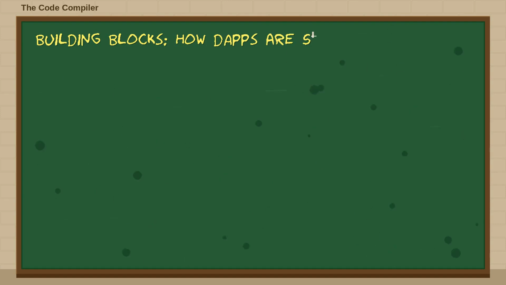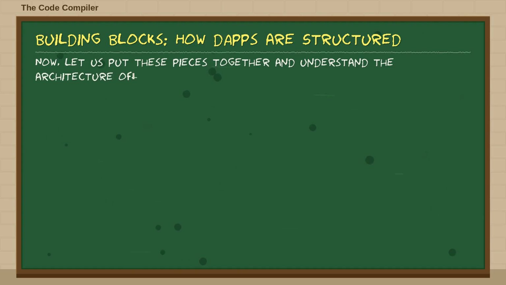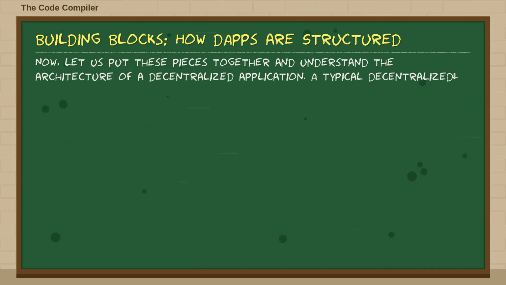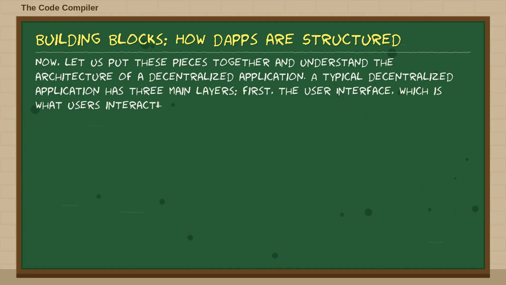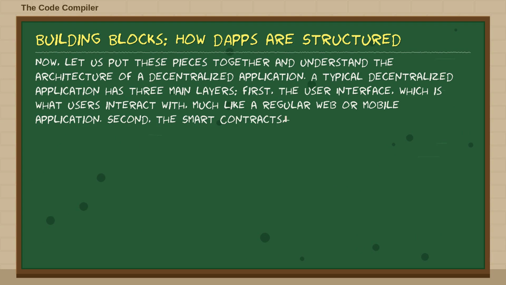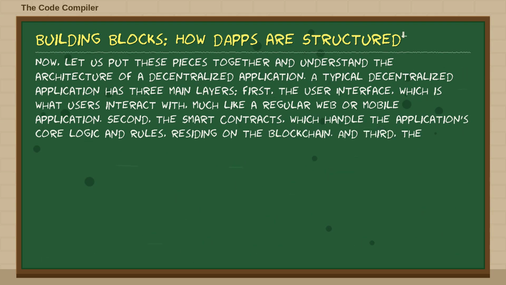Now, let us put these pieces together and understand the architecture of a decentralized application. A typical decentralized application has three main layers. First, the user interface, which is what users interact with, much like a regular web or mobile application. Second, the smart contracts, which handle the application's core logic and rules, residing on the blockchain. And third, the blockchain network itself, which acts as the decentralized database and execution environment for smart contracts.